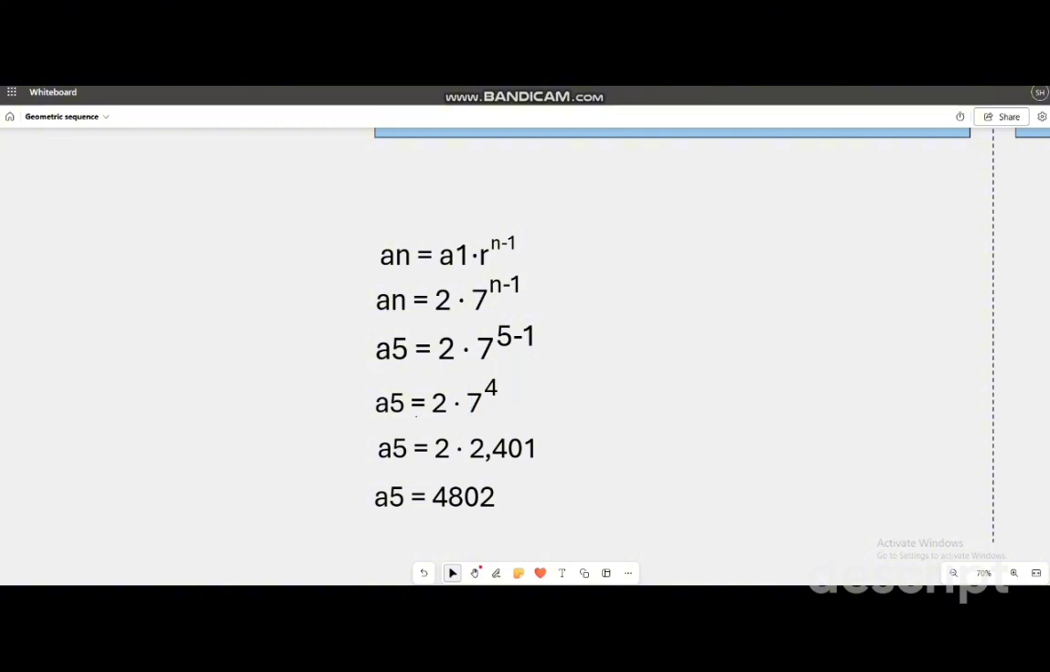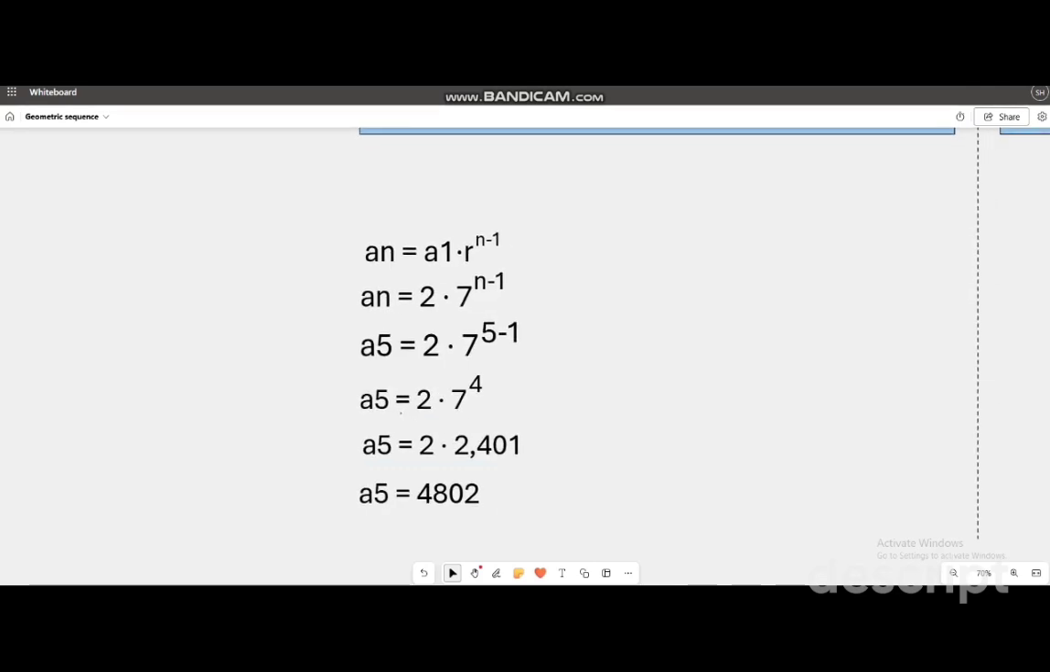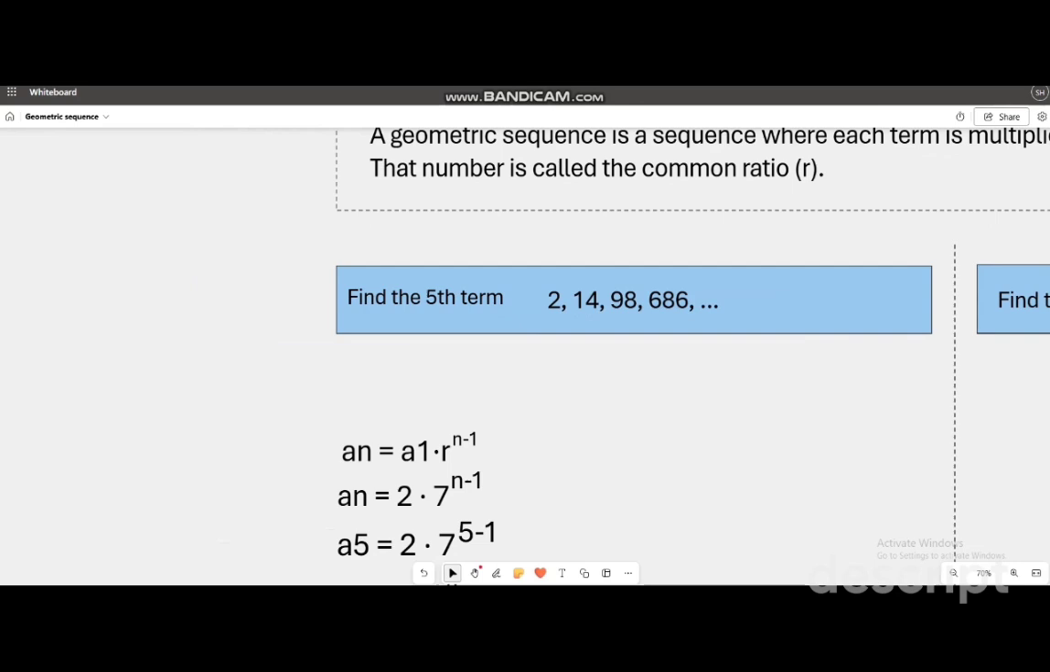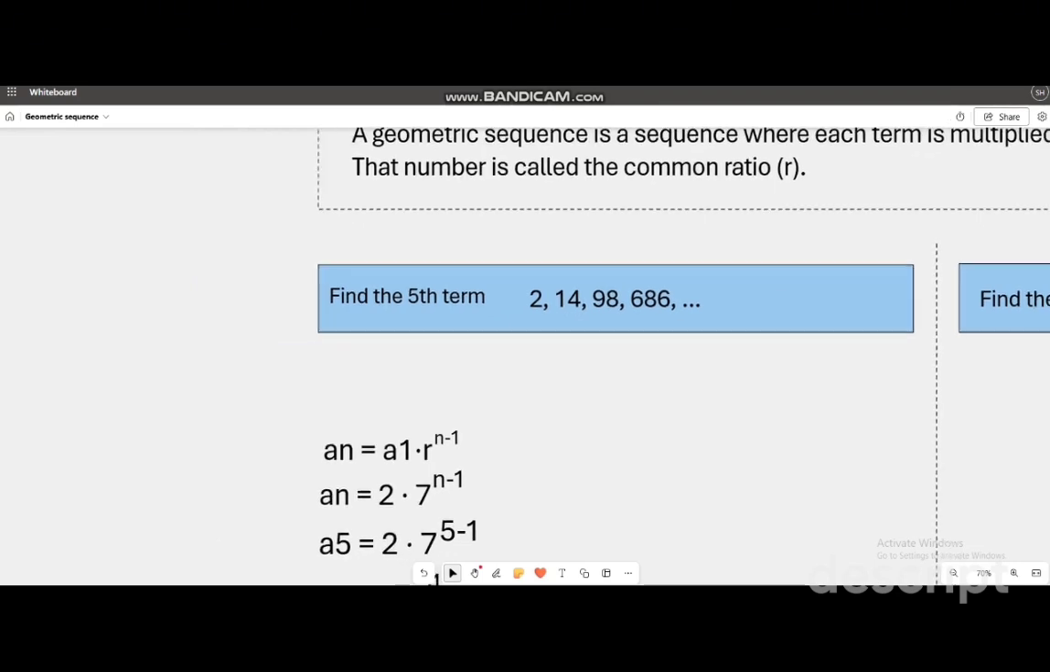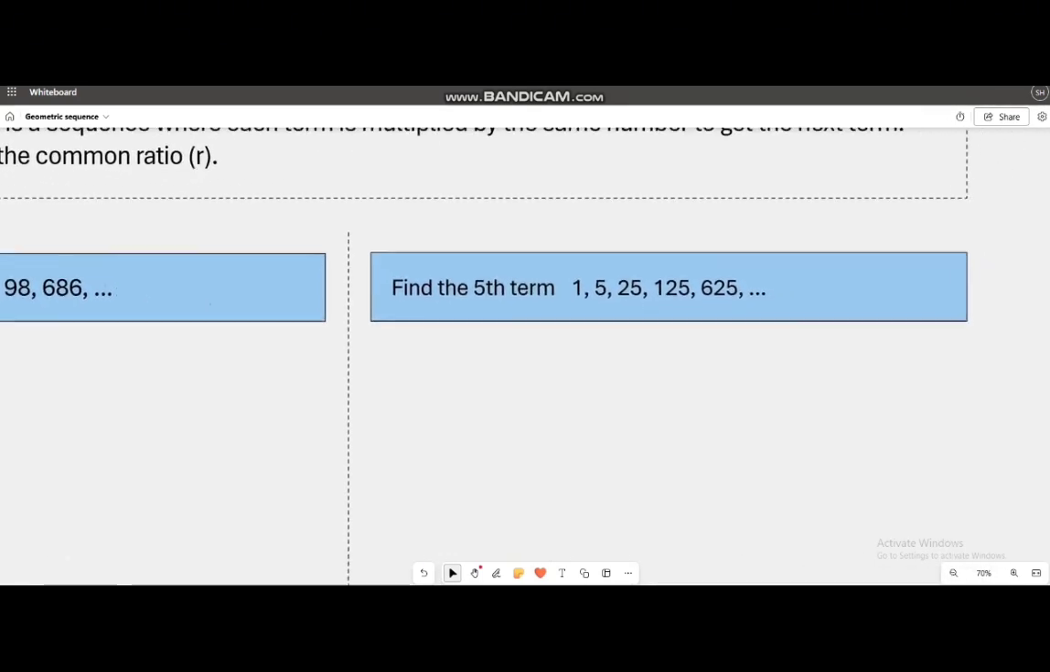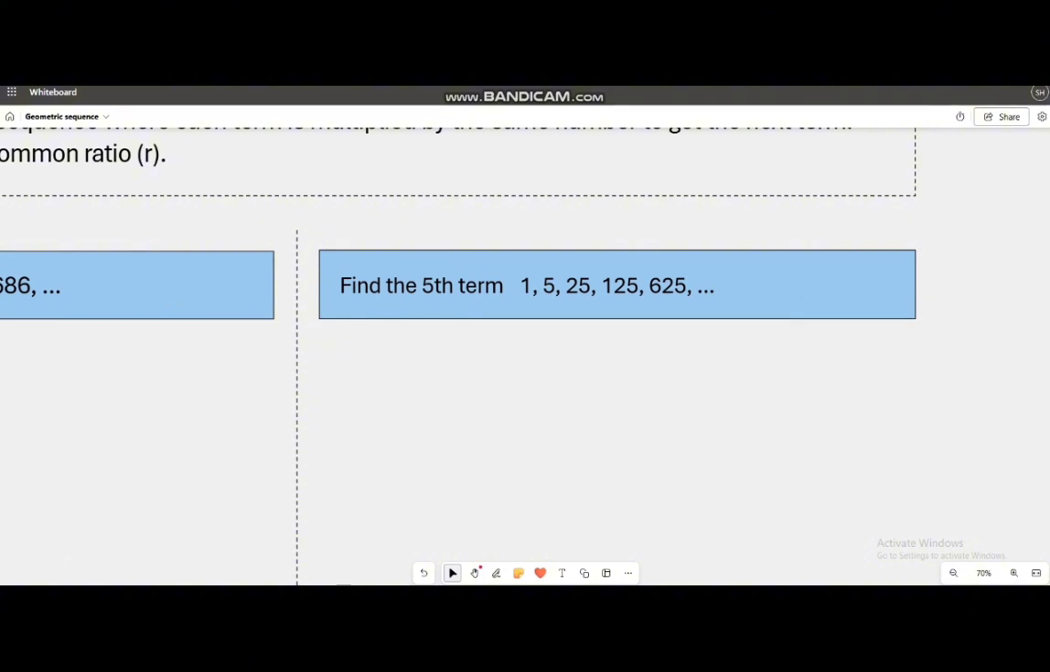Since 7 to the power of 4 is 2401, a5 equals 2 times 2401, which is 4802. So the fifth term is 4802. So that is for the first geometric sequence. Now we're going to move on to the second geometric sequence, which is 1, 5, 25, 125, and 625, and so on. We're going to find the fifth term of this sequence.